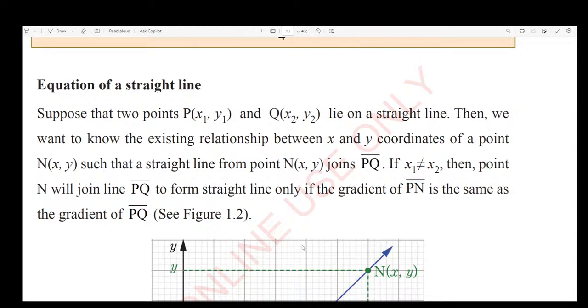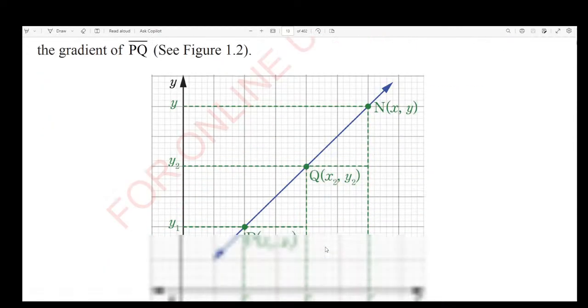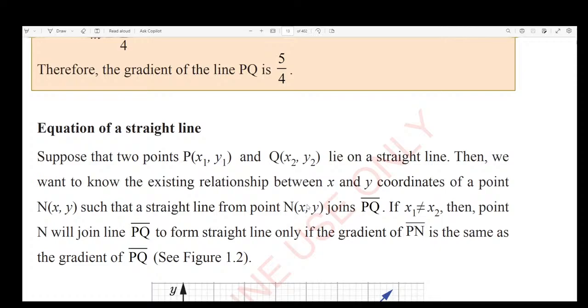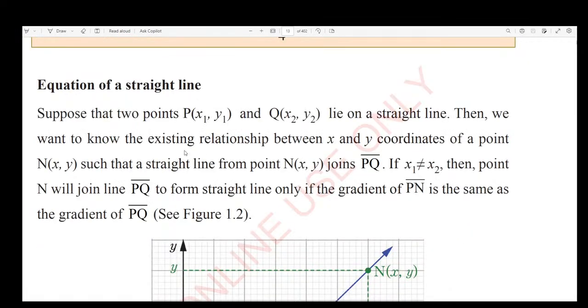So with equation of a straight line, first of all, you are going to consider any straight line like this one here. So with this straight line, dear students, we are going to pick any points, and from those points you are going to be in position to derive the equation of a straight line.